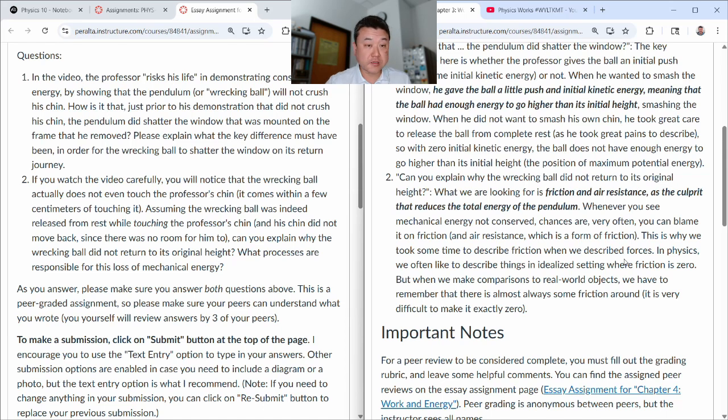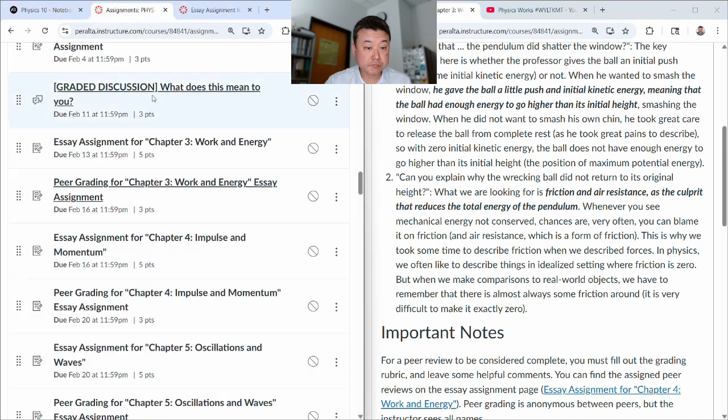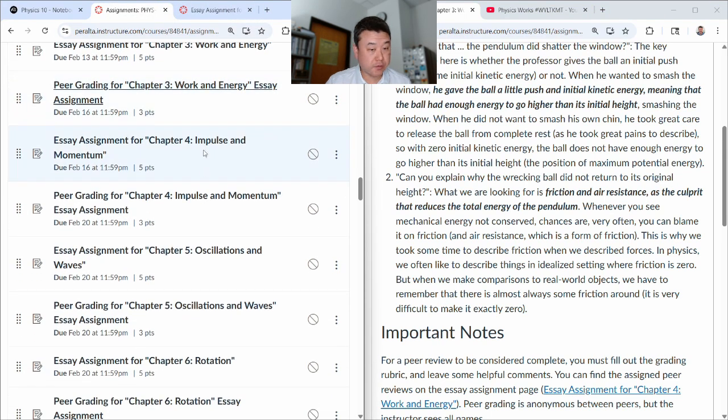Okay, let's look at the next chapter. We have essay assignments for chapter 4, impulse and momentum. I'm trying to go a little bit faster so that I don't have to cut out as much in editing.